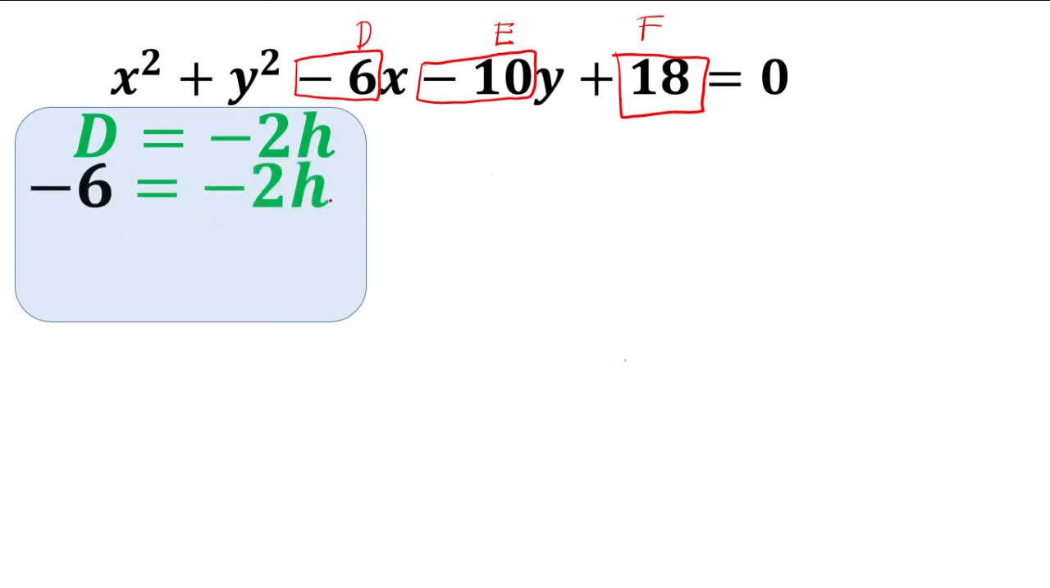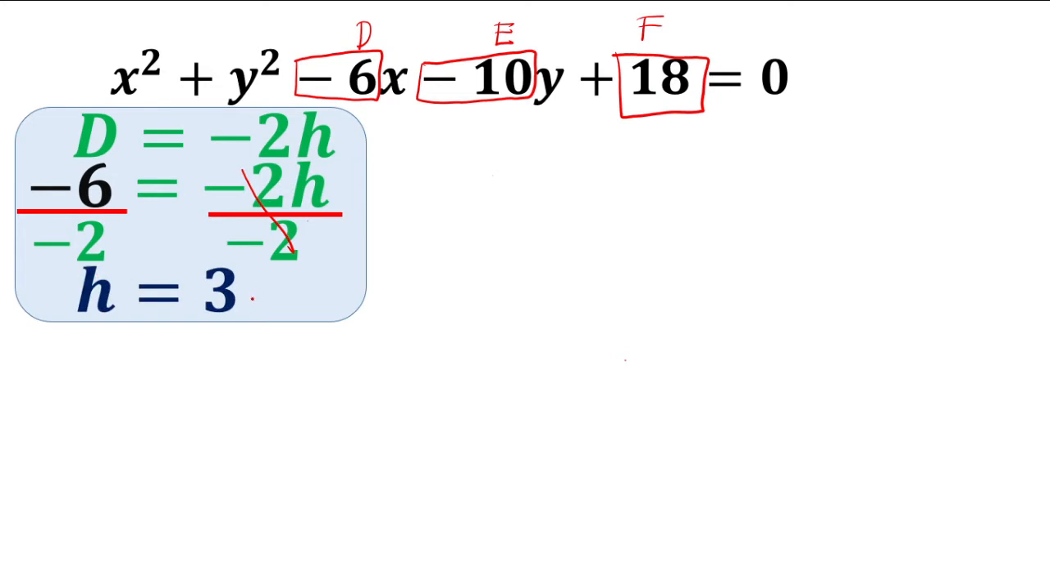Okay? Now, find the value of H by dividing both sides by negative 2. Negative 2 divided by negative 2 is positive 1, or simply cancel. Negative divided by negative is positive. 6 divided by 2 is 3. So, negative 6 divided by negative 2 is positive 3. That is now the value of our H.